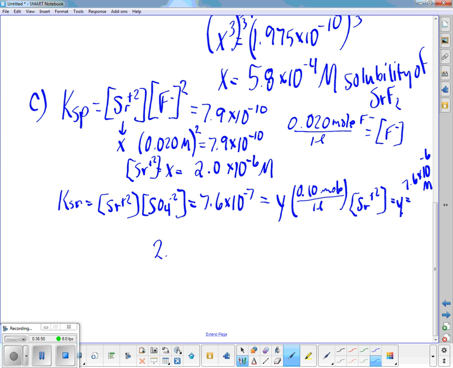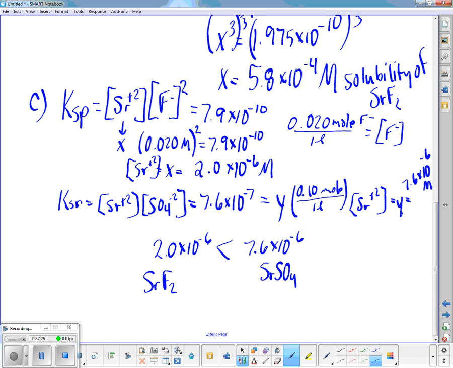So is it 2.0 times 10 to the minus 6 compared to 7.6 times 10 to the minus 6? Well, ignore the 10 to the minus 6. 2 is smaller, so this one is bigger, right? Because that one is bigger, this one came from the sulfate. This was a strontium sulfate on this side, right? And this is the strontium fluoride on this side.